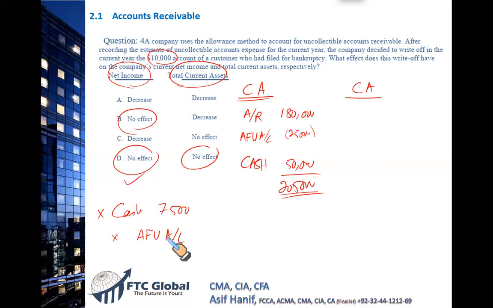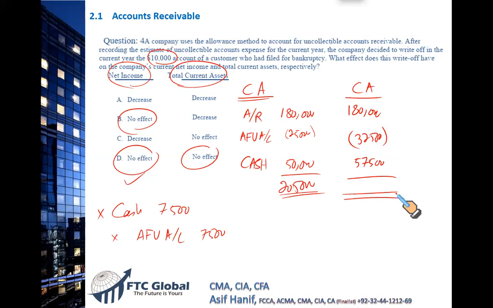It doesn't involve any account receivable, so account receivable would stay the same. Now look at this. Your cash is debited, which means I will add 7,500 here in cash. The new cash balance will be 57,500. Now allowance is being credited by 7,500, which means the new balance in allowance is going to be 25 plus 7,500, 32,500. Now, if you calculate, the net impact will again be nil.